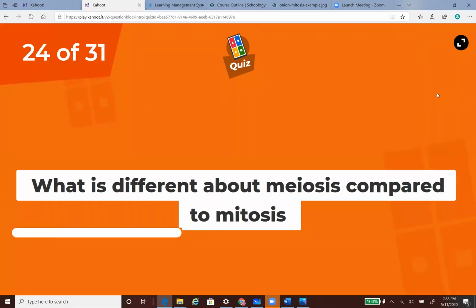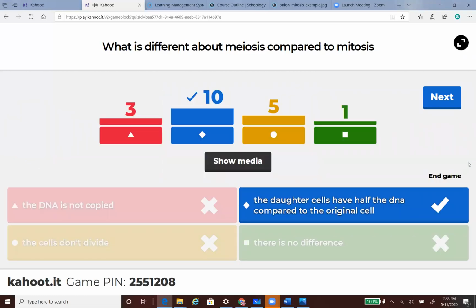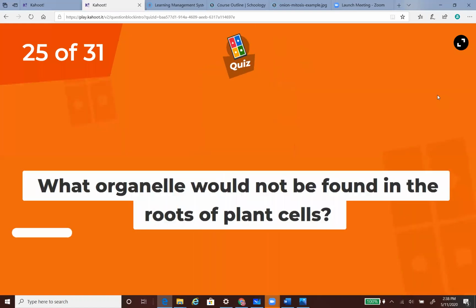Question 24. Compare meiosis and mitosis. What is different? That's right. The daughter cells have half the DNA because the sex cells, remember, have half the DNA, and they recombine to form the zygotes. Next, number 25.